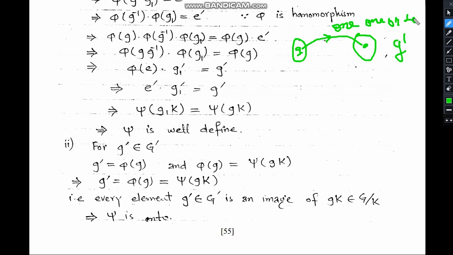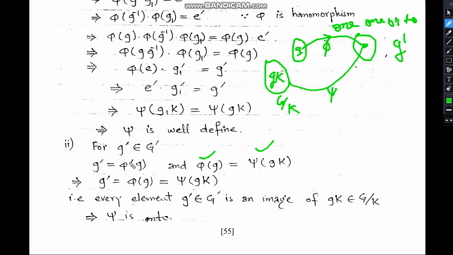But here we have established a relation between phi and psi. If phi is possible, then another mapping is also possible from the other domain, and this is a group having the elements of G upon K. And here we have seen that there is a mapping, because there is a relation between phi and psi. It means if phi is existing, then psi will also exist. It means this G dash will be the mapping of another element Gk, which we have seen here.